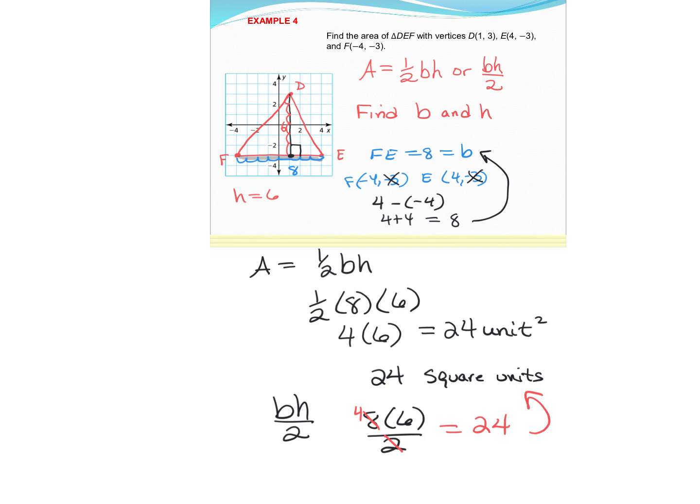Yes? If we're given no graph on the quiz or the test and they're asking us to find the area, how do we find the height? You're going to have to graph it because you're going to need to find the other coordinate if you wanted to do the subtraction. Okay. Does that make sense?